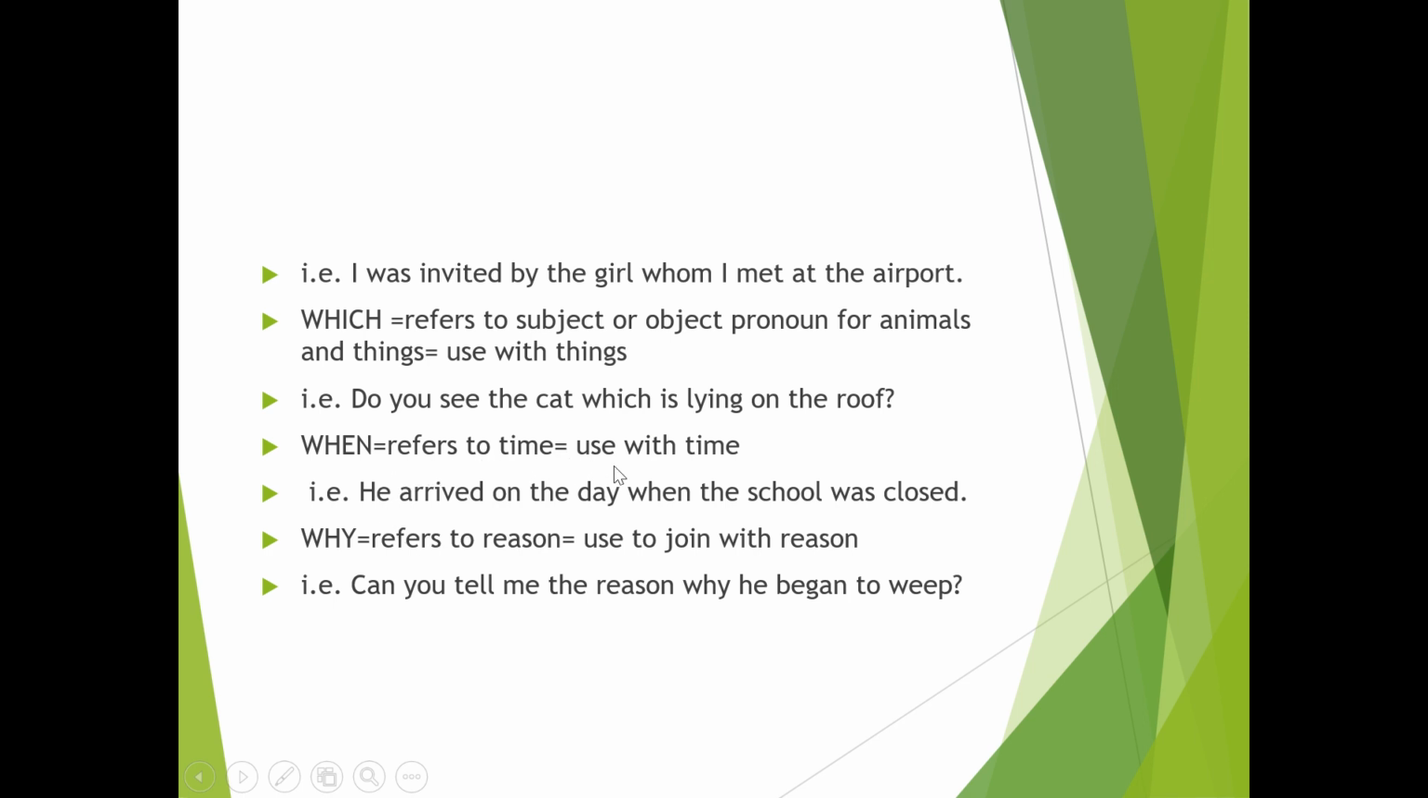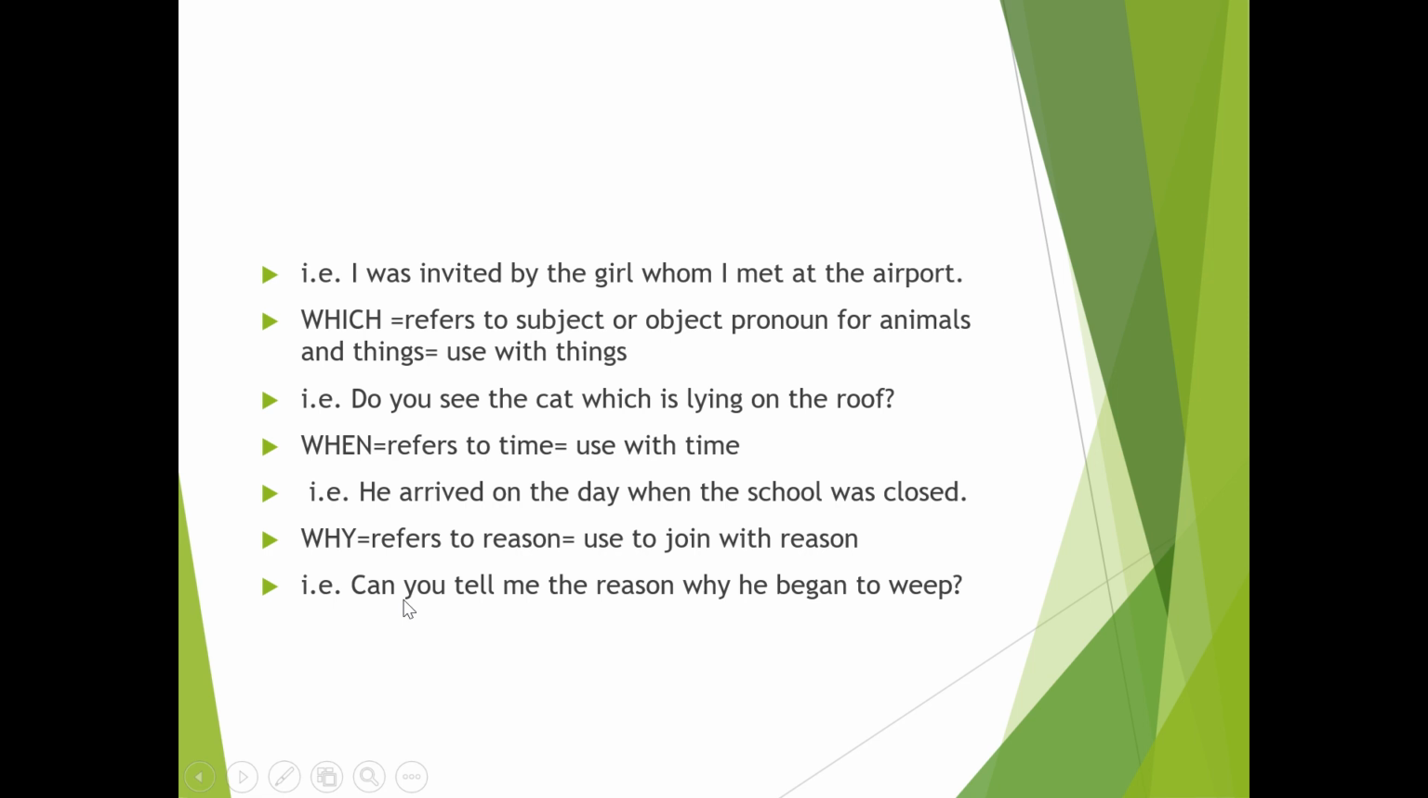When refers to time. Use with time सँग प्रयोग गरिन्छ when लाई. When ले चाहिँ generally time लाई देखाउँछ. He arrived on the day when the school was closed. कति बेला जब स्कुल क्लोज थियो त्यो दिन. This is a time. Why refers to reason or we use to join with reason भएको सेन्टेन्सलाई जोइन गरिन्छ.